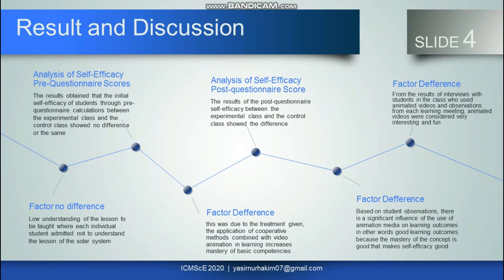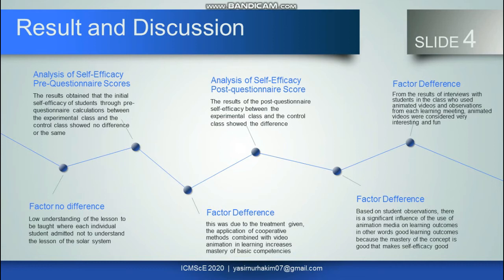Analysis of the self-efficacy post-questionnaire score. The result of the post-questionnaire self-efficacy between the experimental class and the control class showed a difference. Factor of difference 1. This was due to the treatment given. The application of the cooperative method combined with video animation in learning increased mastery of basic competence.